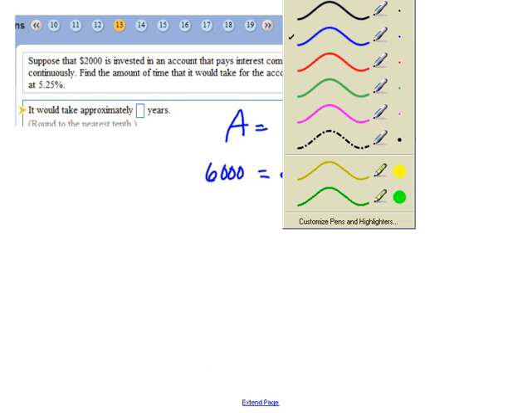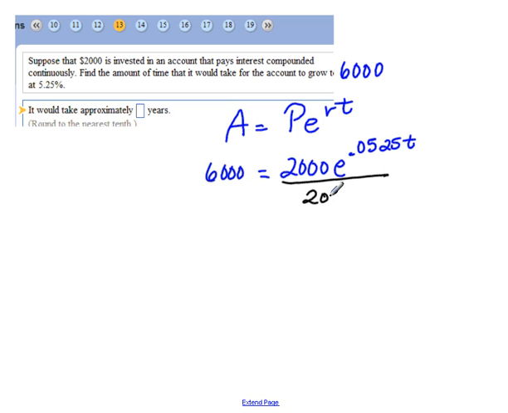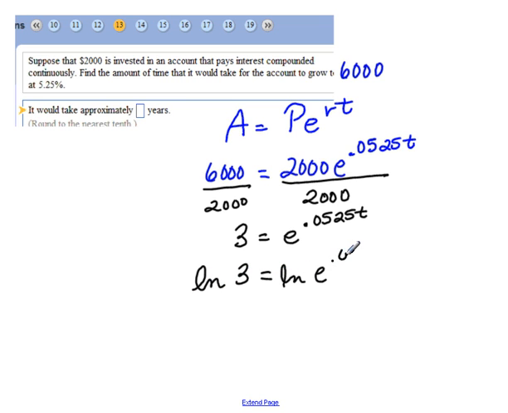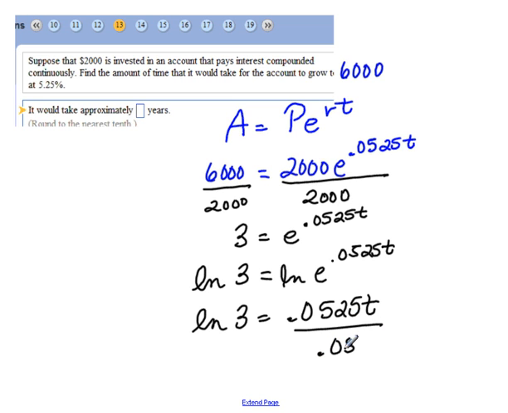So we're going to have to divide both sides by 2,000, right, to isolate the variable. So we would get 3 is equal to e to the 0.0525 t. Now remember what we can do to get the variable out of the exponent. We have to use logs, and since we have a base of e, we want to use the natural log. So if we take the natural log of both sides, remember that on the right side, the natural log and e have the same base, so that just cancels each other out to give us what is in the power. And finally, to solve for t, we're going to divide both sides by 0.0525.